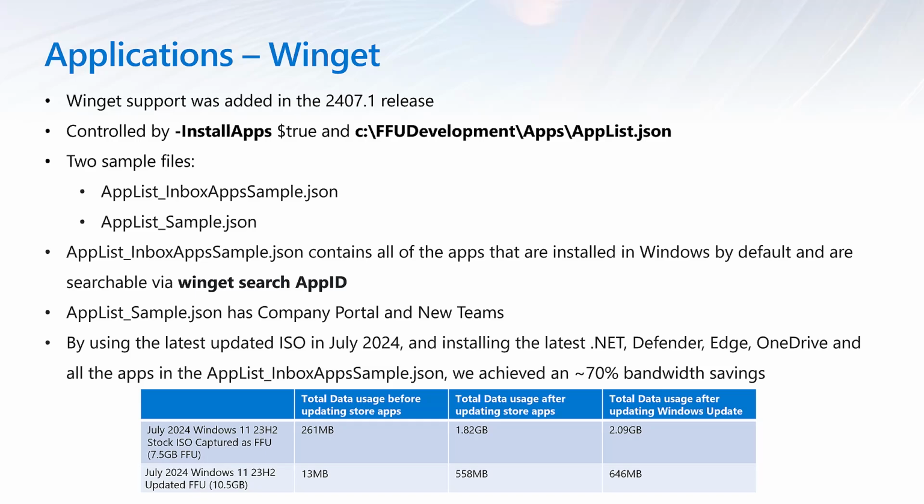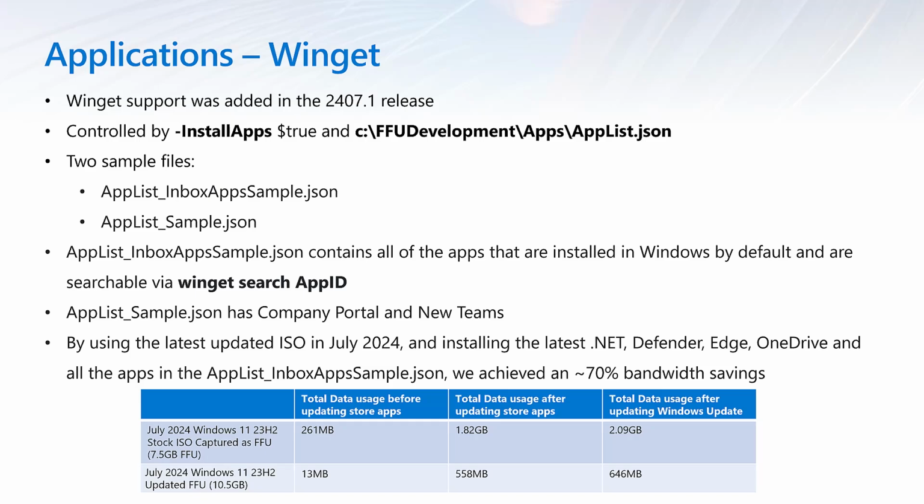But when we included all of the stuff that I mentioned earlier with .NET, Defender, Edge, OneDrive, all the apps from the inbox apps sample JSON, there's about 40 of them. When we did that, the first thing we noticed was that when we looked at the total data usage before updating store apps, it was 13 megs. Huge difference from 261 megs.